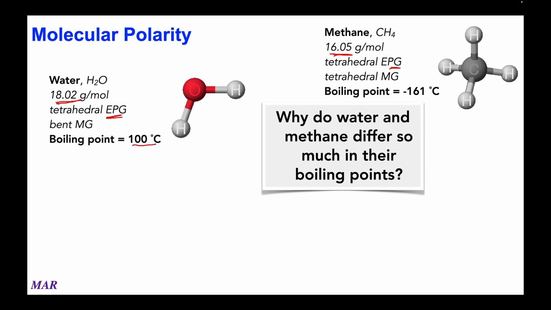The boiling point for water, if you tried to boil water on a stove, is 100 Celsius, 212 Fahrenheit, all right? Methane, which is natural gas, by the way, more or less, is minus 161 Celsius. So why would something in a similar electronic environment with about the same mass have such different boiling points? I mean, it's just crazy. The difference between those is like 260 degrees. It's just a crazy, crazy difference.